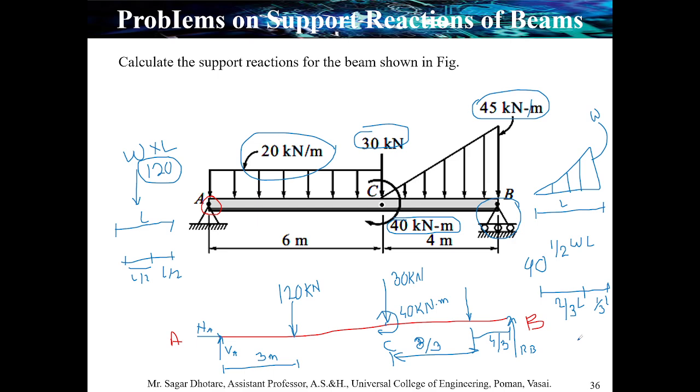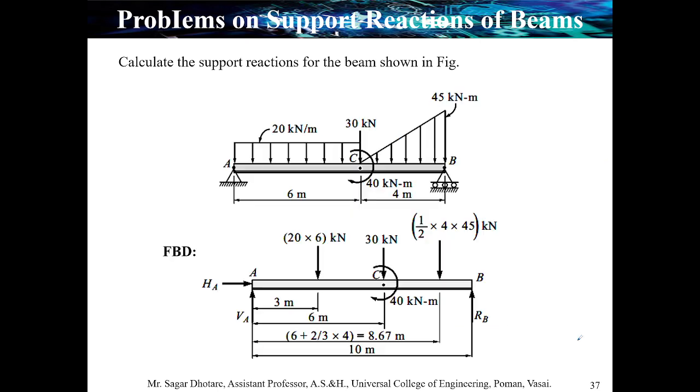Okay, so I'm rearranging this in a proper manner. After rearranging all the things, we get the positions of all forces from point A and their respective magnitudes. I hope it is very clear to you how we take distances from point A only.